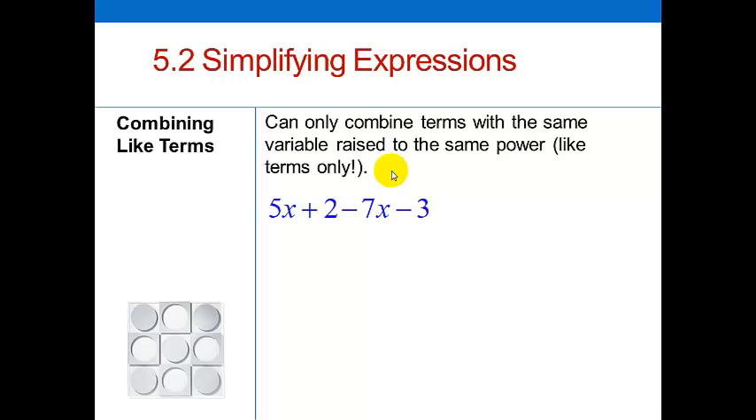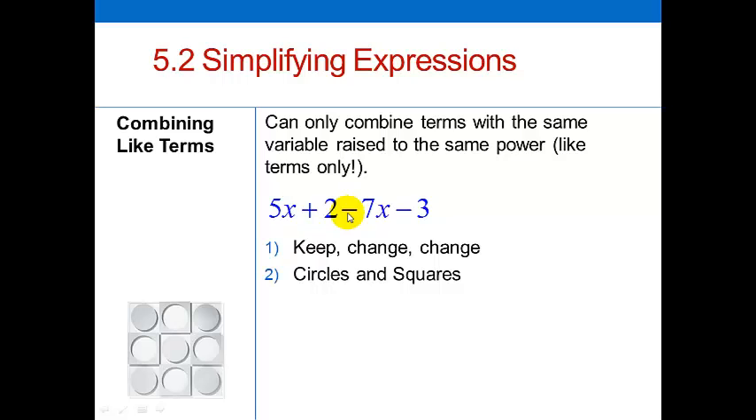So there's a couple of steps we're going to take. I'm going to go ahead and write them out, and then we'll go through them. And we've talked about them already. So the first one is the keep, change, change. That's changing our minus to addition. And then we're going to do our circles and squares. You might have to use other symbols as you progress in math, like they might have 3, 4, 5 different variables. And then we simplify. So let's see what this looks like.